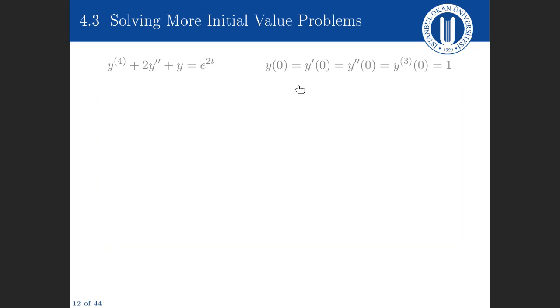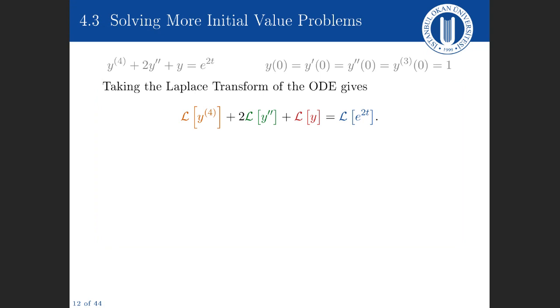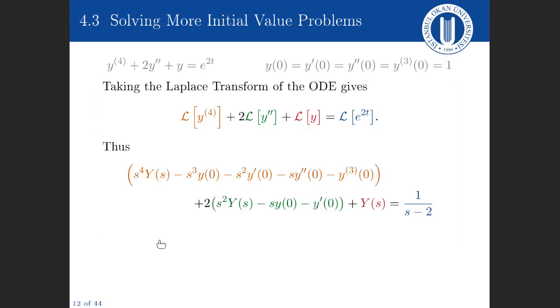I've put this problem at the top. We're going to take the differential equation and take the Laplace transform of each part. The first one, the Laplace transform of the 4th derivative of y, starts with s to the power 4, of course, capital Y, and then it goes s cubed, s squared, s, and so on. And the initial conditions go y of 0, y prime of 0, y double prime of 0, y triple prime of 0, and so on.